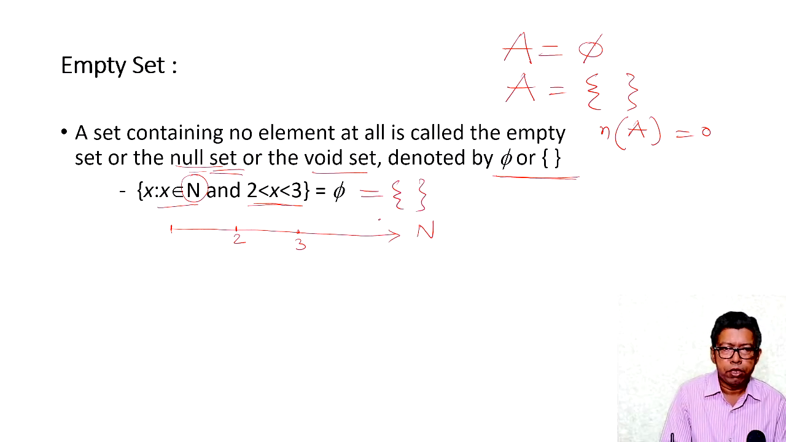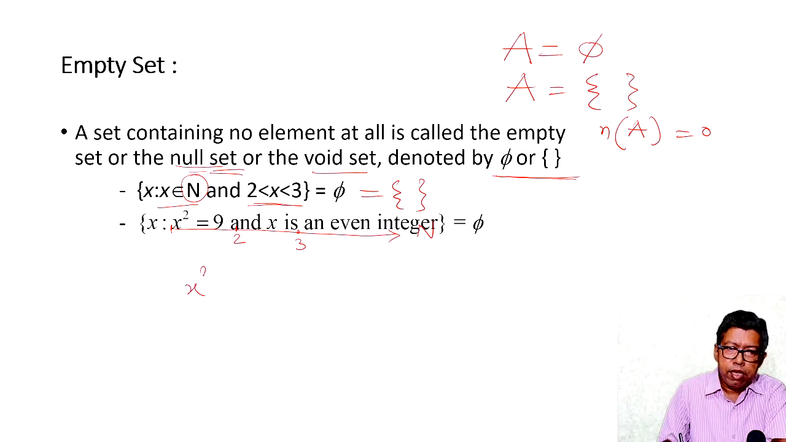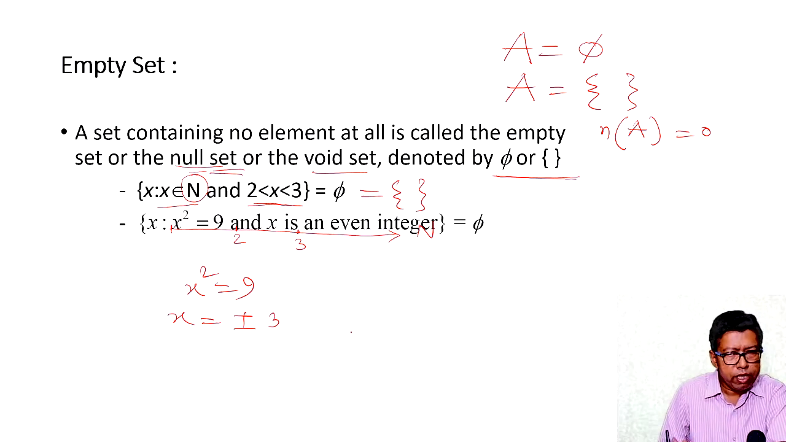This is empty. Okay, next example you can consider, say x square is equal to 9, and x is an even integer. So x square is equal to 9 means x is equal to plus or minus 3, either plus 3 or minus 3. None of them is an even integer. So in this case the set is also a null set, isn't it? Because plus 3 is not an even number, minus 3 is not an even number, even integer. So for this the set is again empty.